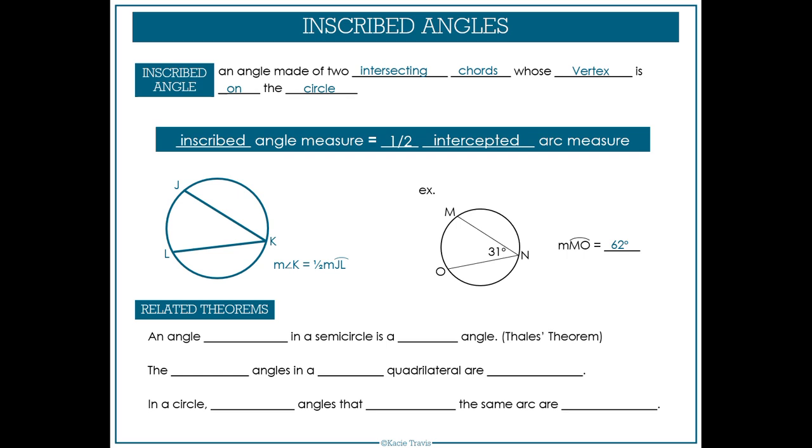All right. Now, along with our two definitions, central angles and inscribed angles, we have a couple of theorems that we want to make sure we hit for those special cases. Our first theorem says an angle inscribed in a semicircle is a right angle. Now, this is also called Thales' theorem, but we're not going to have to commit that to memory.